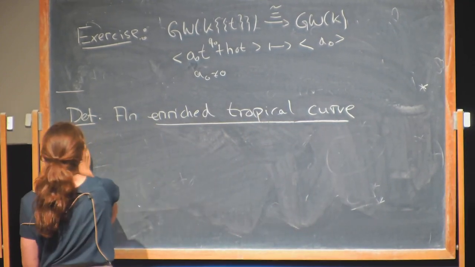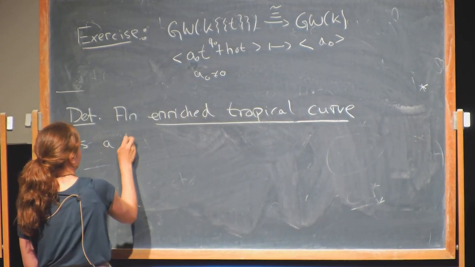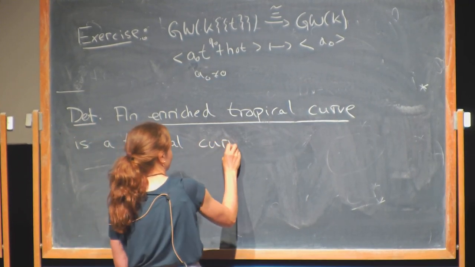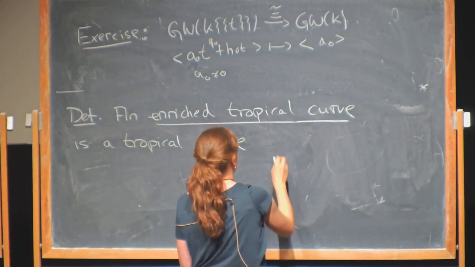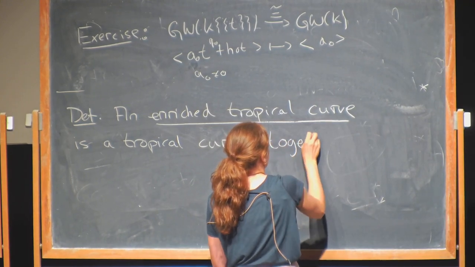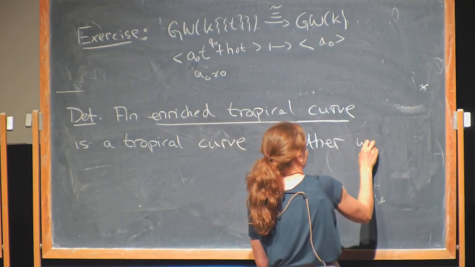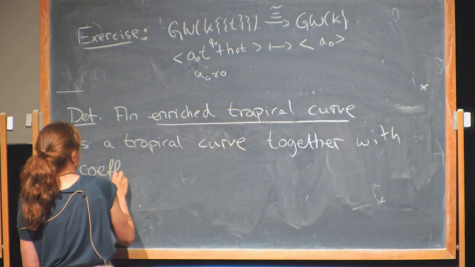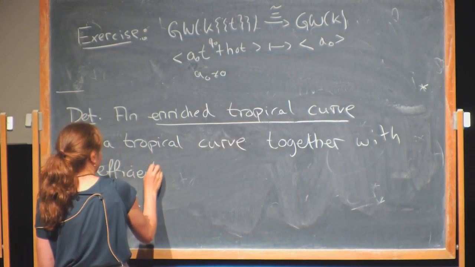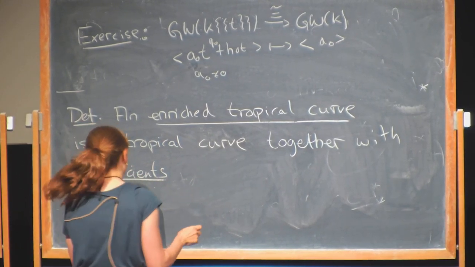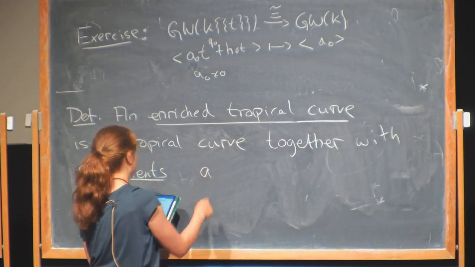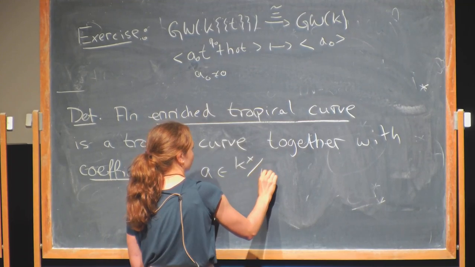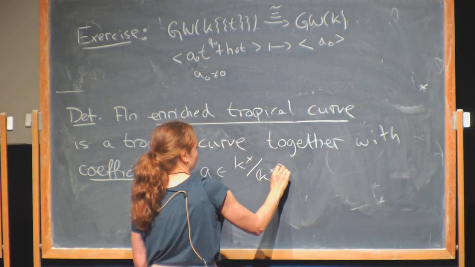What is this? This is a tropical curve, together with coefficients. I can take these coefficients, let's call it A, in units of K, modulo units of K squared.